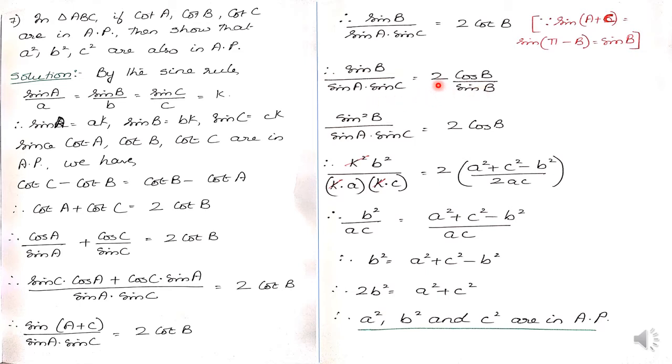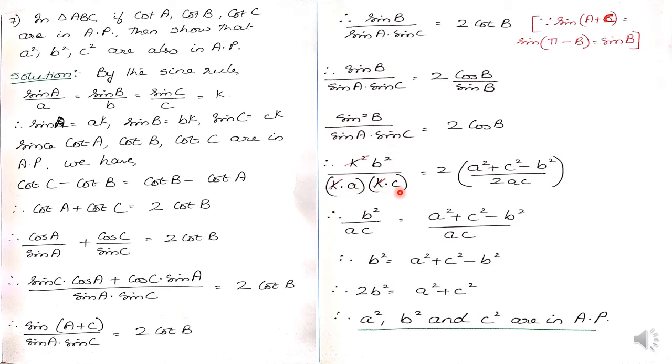Now, in the next step, we can modify the RHS, keeping the LHS same. We modify the RHS and write it as 2 cos B upon sin B. Bring the sin B to the LHS. So, we get sin square B upon sin A into sin C is equal to 2 cos B. Now, from the sine rule we saw in the beginning of the sum, sin B is nothing but B into K. So, sin square B is written as K square into B square.